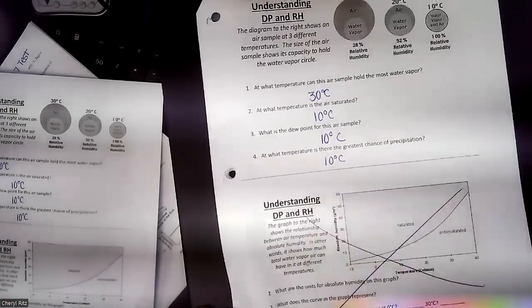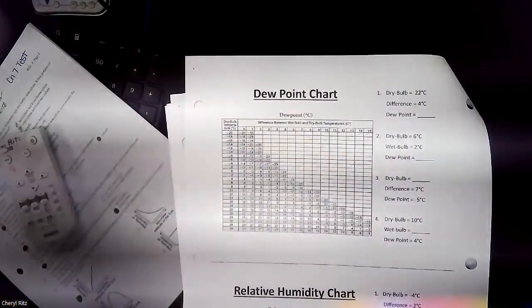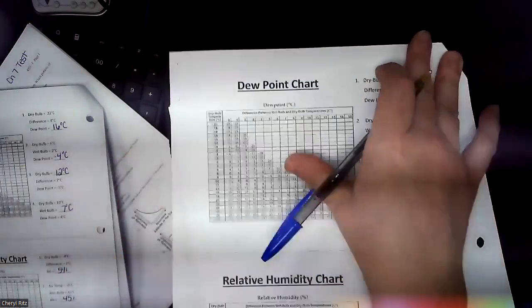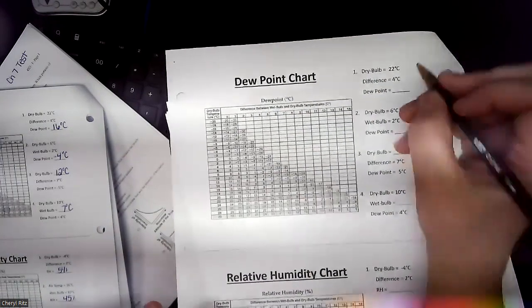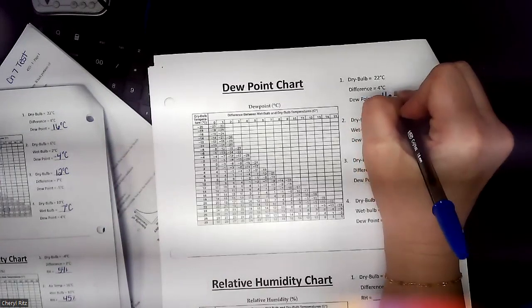You were supposed to skip the bottom here. This one was just using the dew point and relative humidity chart. Hopefully this one was easy. I definitely caught some people making some very common mistakes second period though. So for this, I'm just going to go through, and if you have something different, let me know.